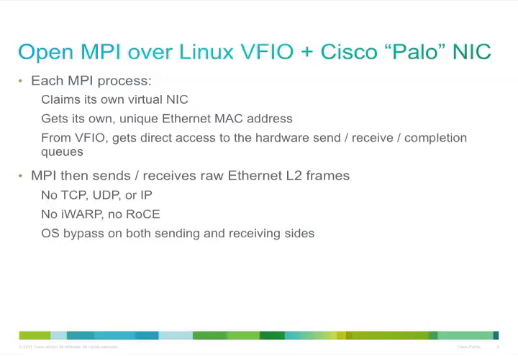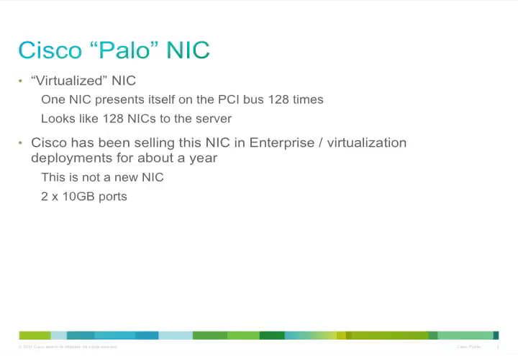Now, the other piece of technology that makes this interesting is the Cisco NIC that we're using here. It's actually an old NIC. It's been on the market for about a year. We've been selling it in the enterprise space for a long time, but we've been using it in virtualization deployments, because what makes this NIC special is that it advertises itself on the PCI bus 128 times. It actually looks like 128 NICs, even though it's only one physical NIC.